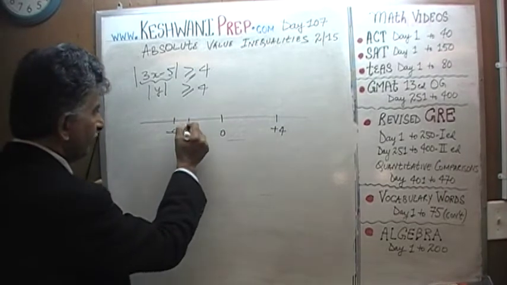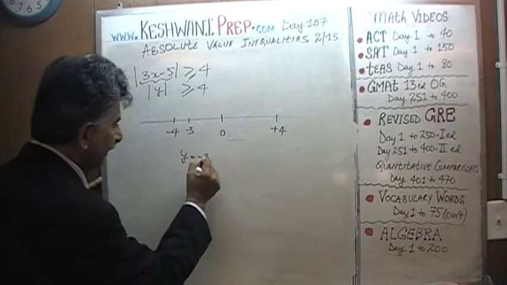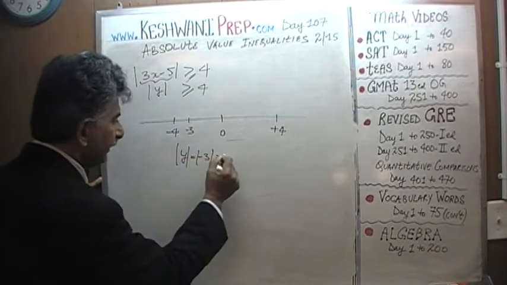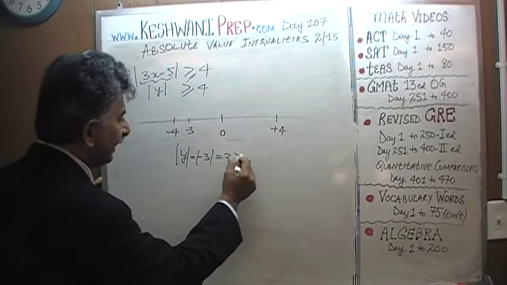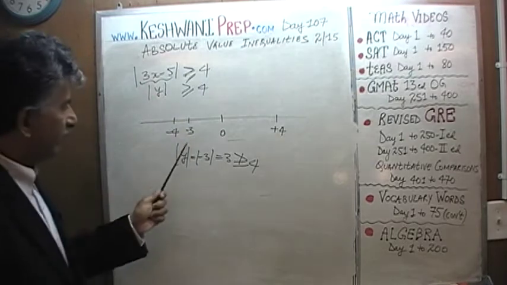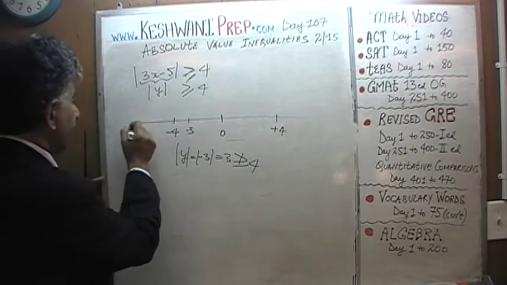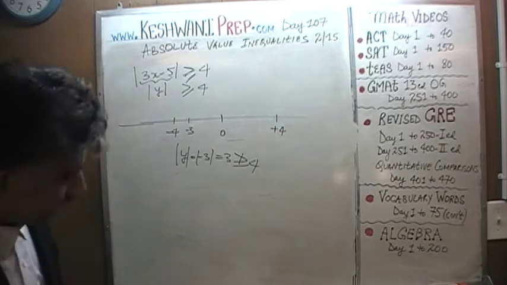Can y be negative 3? If y happens to be negative 3, the absolute value of y would be 3, and 3 is not greater than or equal to 4. We are told that it has to be greater than or equal to 4. Can y be negative 3? The answer is no. y cannot be negative 3. Can y be negative 7?